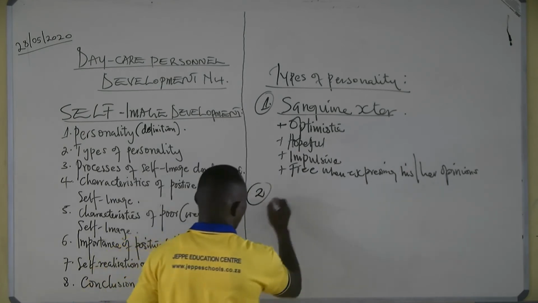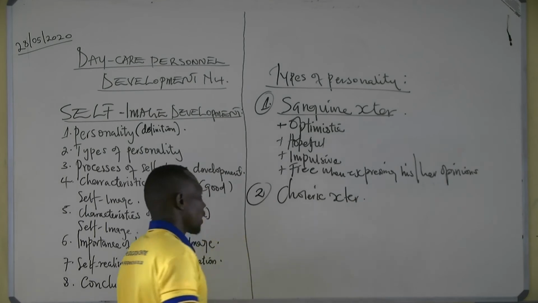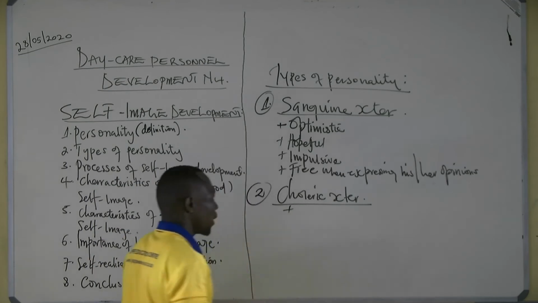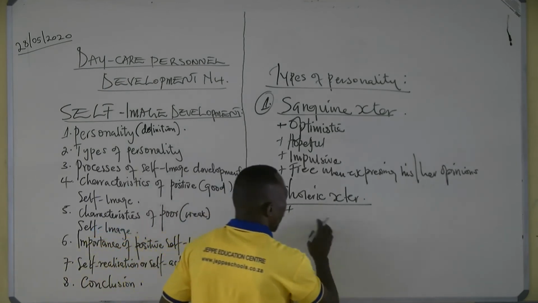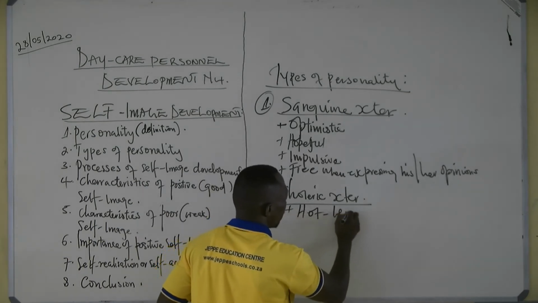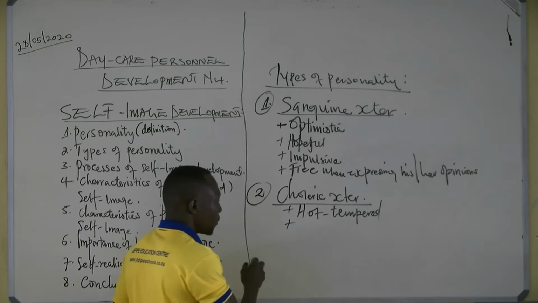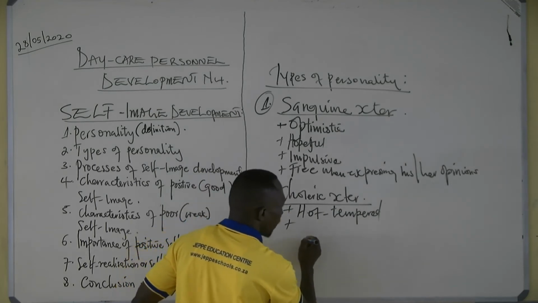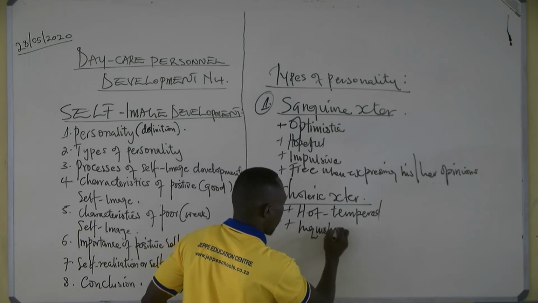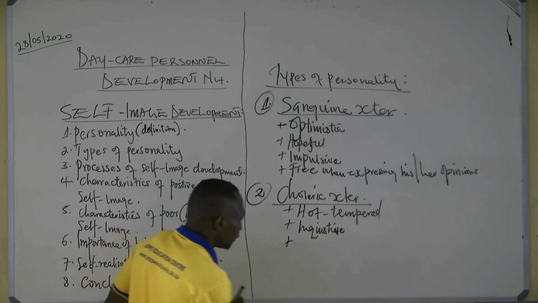Now, another type of personality here that we can look at is the choleric. This is what we call the choleric character. Yes, what do you mean by the choleric character? Choleric character is when an individual bears the following characteristics. For example, with the choleric character, this person is always seen to be hot-tempered. This person is seen to be inquisitive.